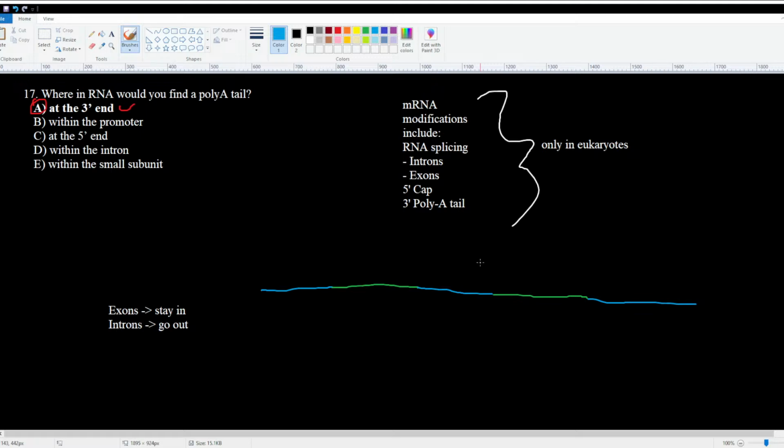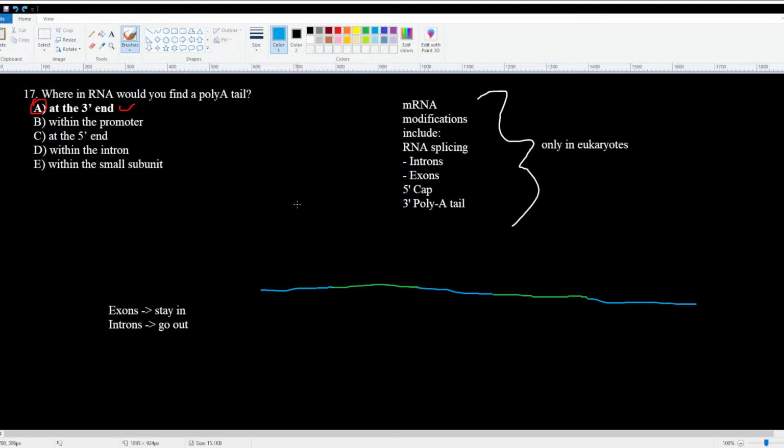This is just like a newly formed mRNA, straight from the DNA. So, basically, exons are the actual coding regions for the protein that we want. Introns are just stuff in between that we don't care about. So let's say the green regions are introns and the blue regions are exons.